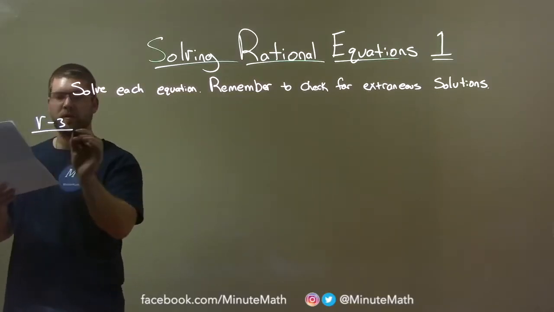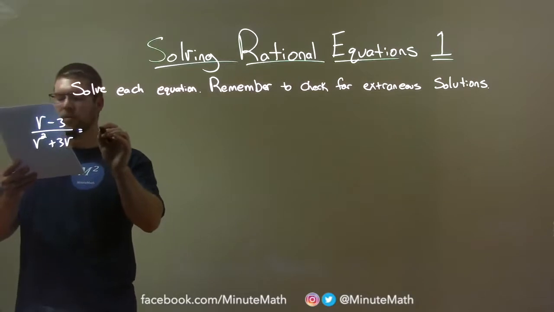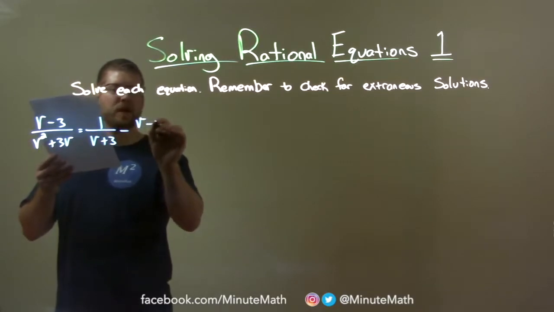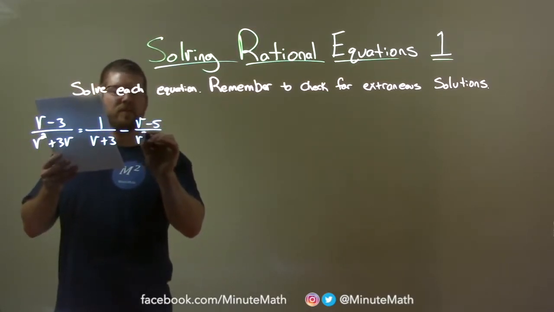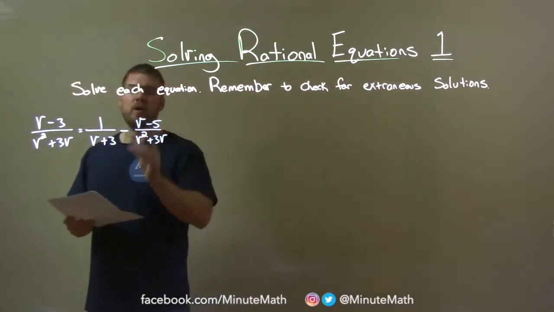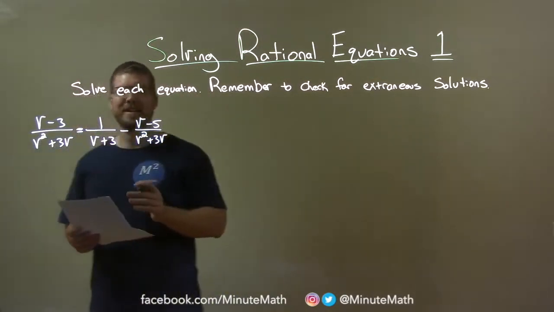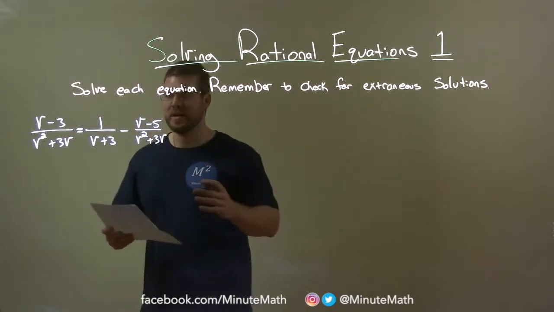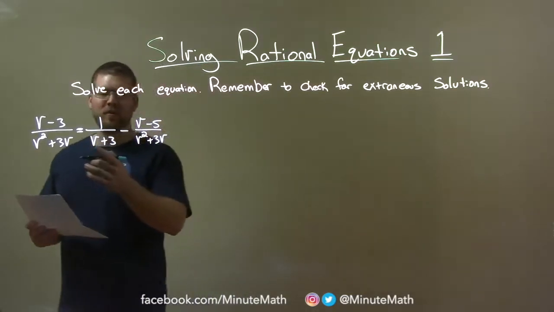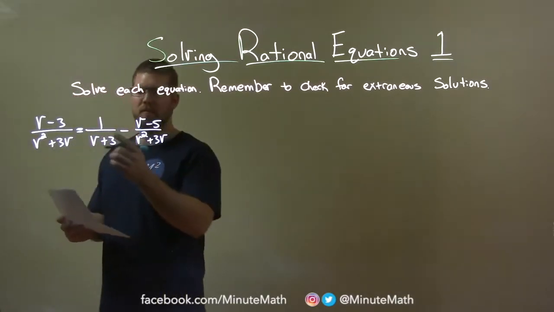v minus 3 over v squared plus 3v equals 1 over v plus 3 minus v minus 5 over v squared plus 3v. Now one thing I want to do is make sure all the denominators are the same. They're pretty close, but when they are all the same, we can find like terms and add them together, and help simplify easier. So we have v plus 3 here and v squared plus 3v. If I pull out a v in the v squared plus 3v, I have a v plus 3 inside.